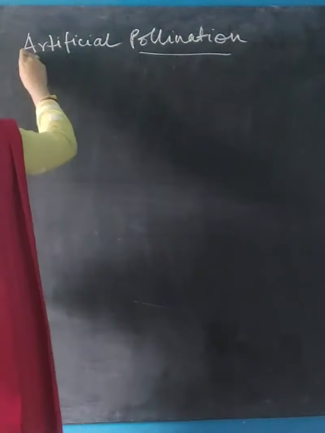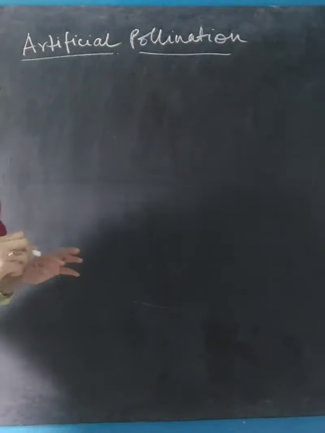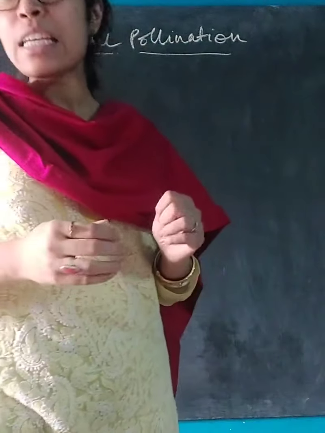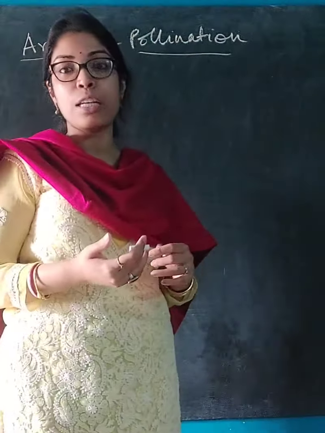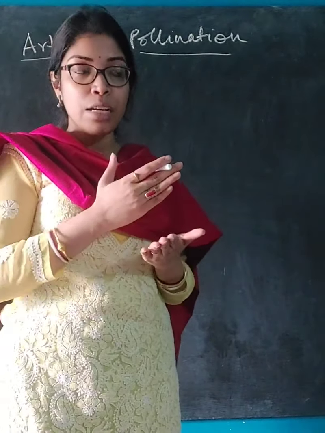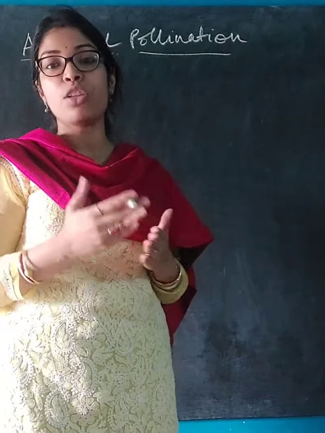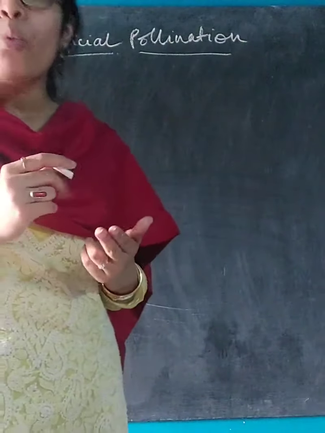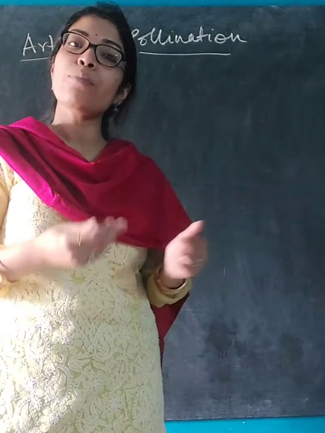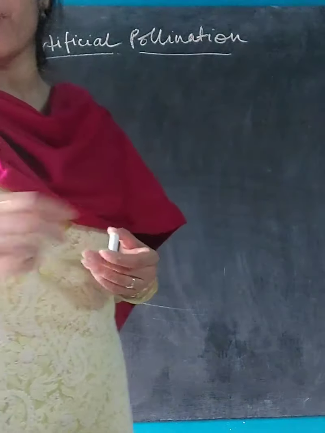Now, what is artificial pollination? Obviously, artificial pollination is not done naturally. It is performed artificially, probably in the lab. It is desired that artificial pollination will be done in the lab. But why is this artificial pollination done when natural pollination already takes place? You will find it in your book.